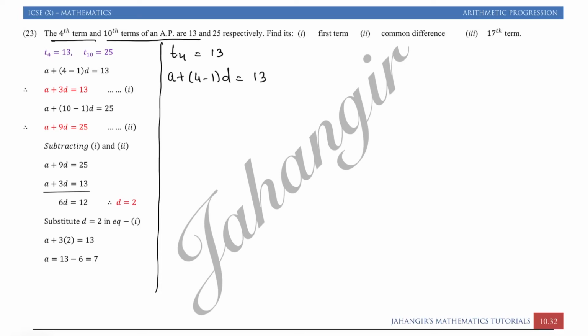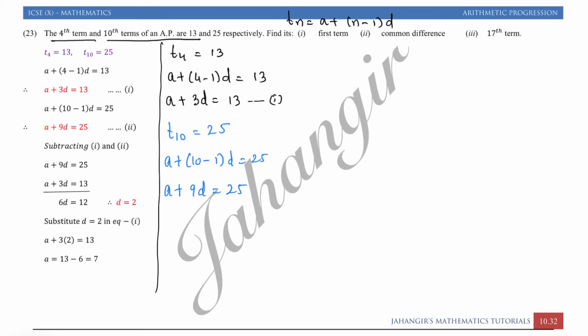We have just replaced in the Tn formula. The formula of Tn is A plus n minus 1 into D, where I am replacing the n value as 4. So A plus 3D is equal to 13. This is my first equation. For the second equation I can write T10 is equal to 25. So T10 is A plus 10 minus 1 into D is equal to 25. A plus 9D is equal to 25. This is my second equation.